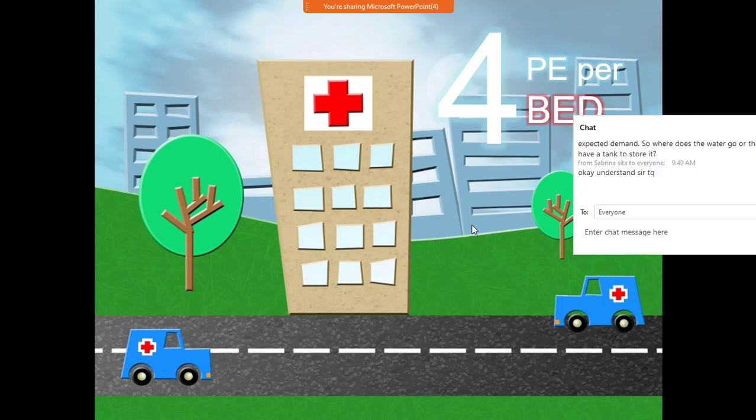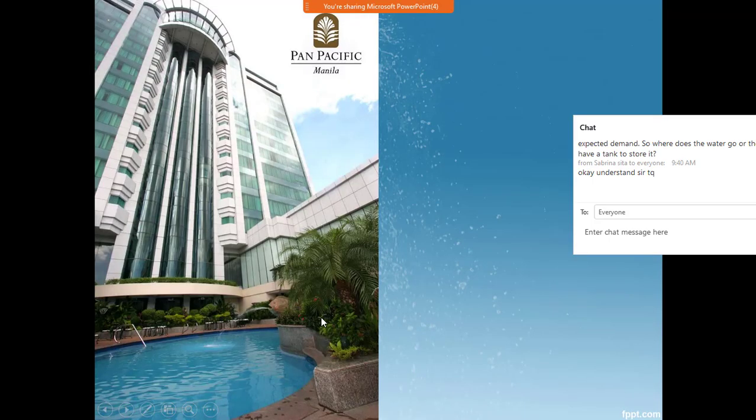Where were we? 4 PE per bed for the hospital. So if the hospital has 100 beds, the PE of the hospital is 400. We multiply by 4 for each bed.